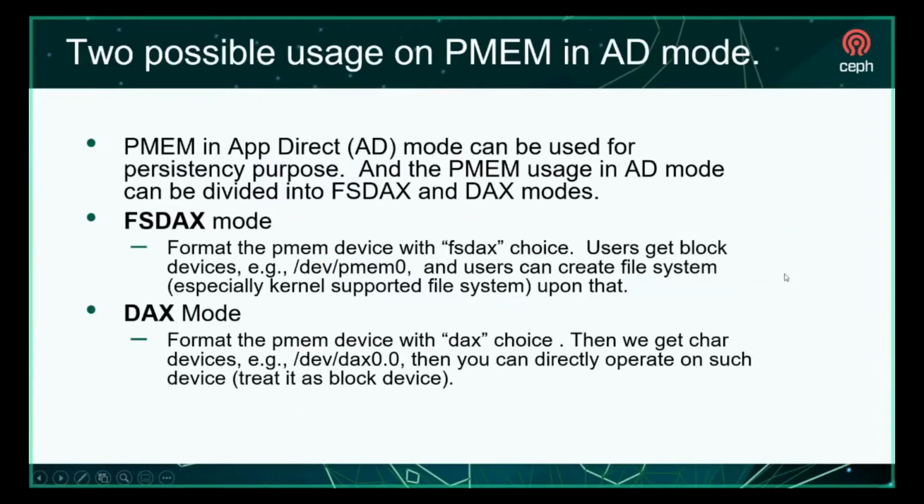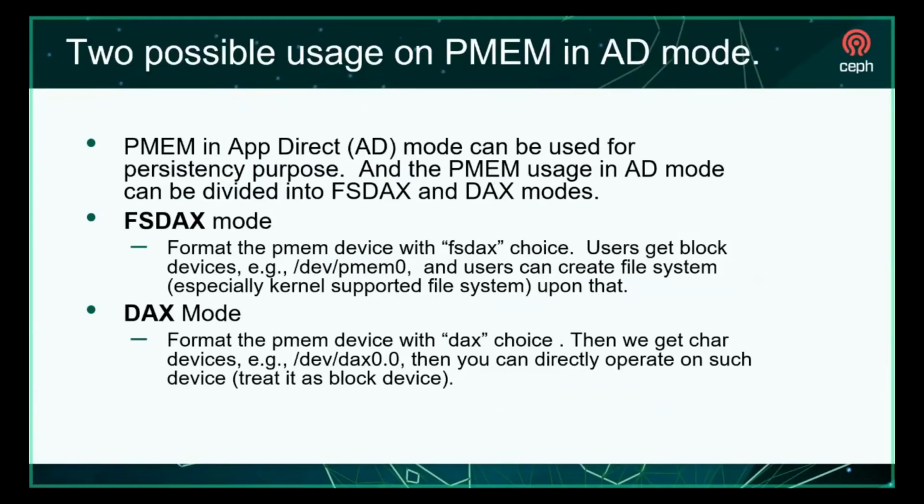And we know that there are two possible usages of Intel's Optane devices in App Direct mode. App Direct mode means that you can treat the persistent memory as a persistent device. It means that you write data into this device, and you can shut down the machine, and the data will not be lost. So I think it is a very good feature. And when you configure the persistent memory in AD mode, there can still be two modes to use this device.